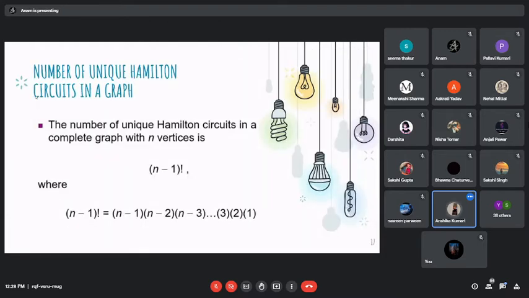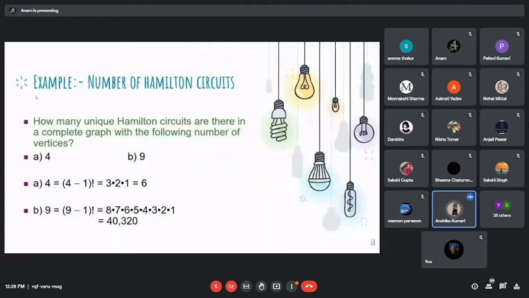Now let's find the number of unique Hamilton circuits in a graph. As we have seen, we can simply see the path of the Hamilton circuit. But to check the total number of Hamilton circuits in the graph, here's the formula: n minus 1 factorial. For example, if a graph has 5 vertices, then the total number of circuits is 5 minus 1 factorial, which is 4 factorial, equal to 24. Here we have some examples: how many unique Hamilton circuits are there in a complete graph with the following number of vertices, 4 and 9. Next slide.